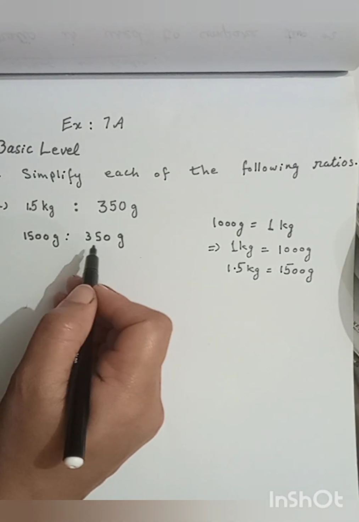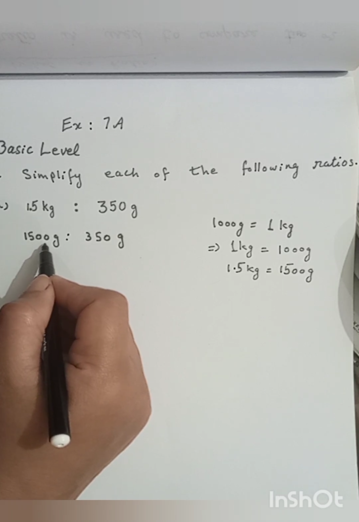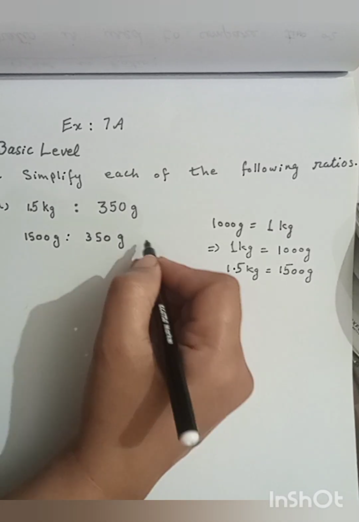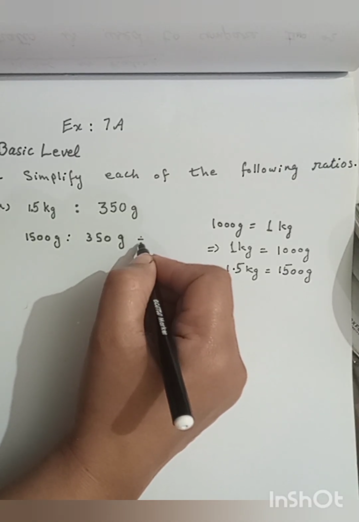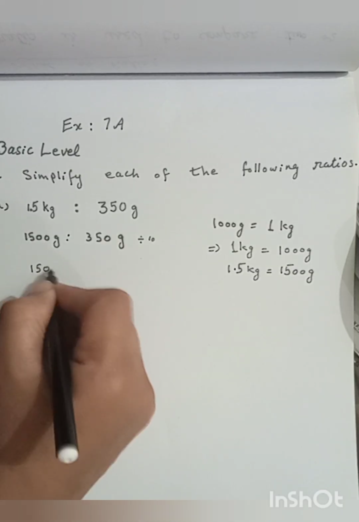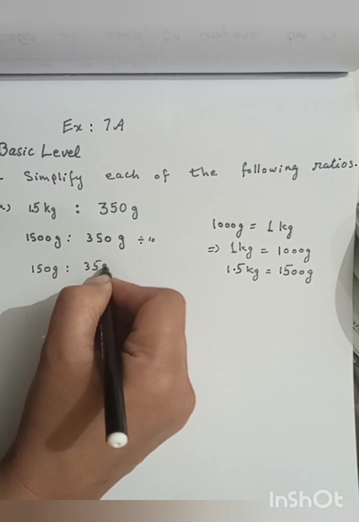Now we can divide both sides by 10, as we already see that at the ones place we have 0, so it is divisible by 10. So dividing both sides by 10, we will get 150 grams and 35 grams.